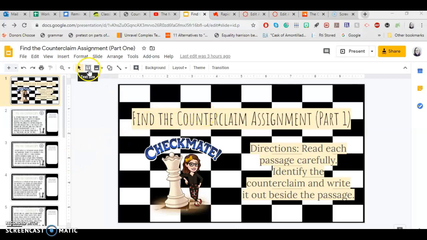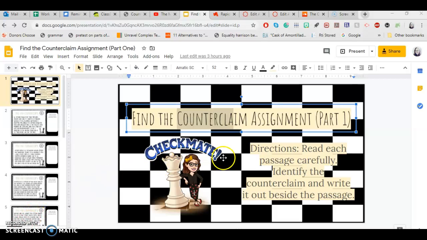Okay, so remember, claims and counterclaims. The difference between a claim and a counterclaim is that a claim is the author's argument that they are trying to prove, right? They're trying to convince you. It's their opinion on an issue. The counterclaim is the opposite of that opinion. It is the opposing side and all the reasons that the opposing side might have.